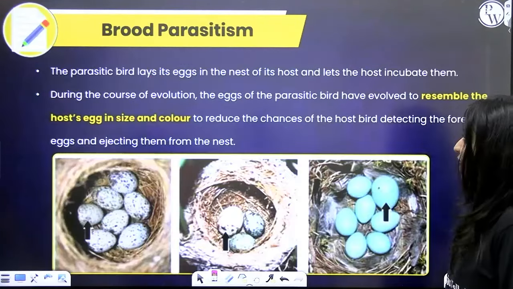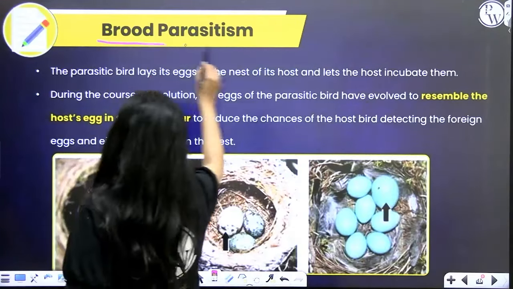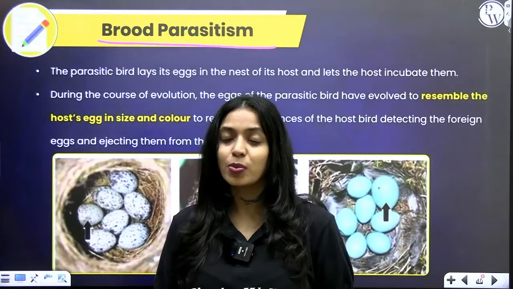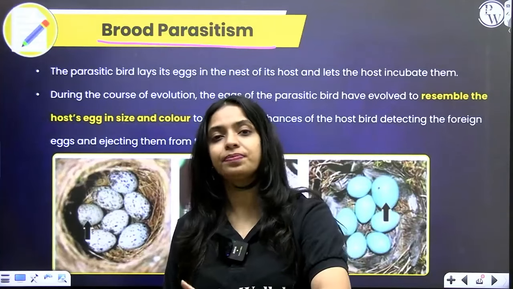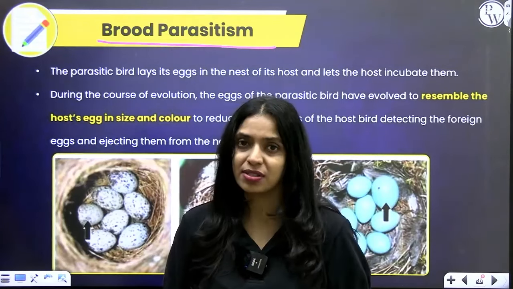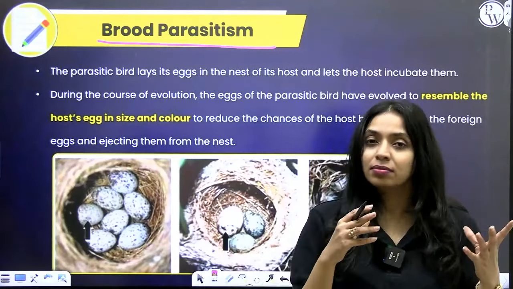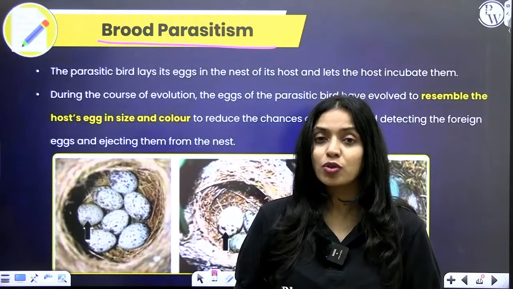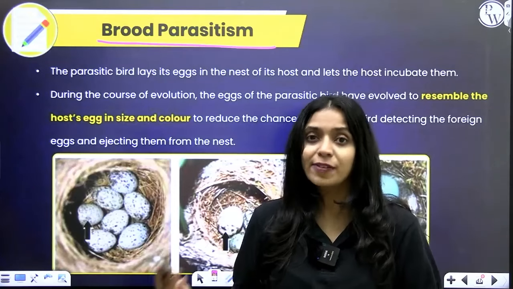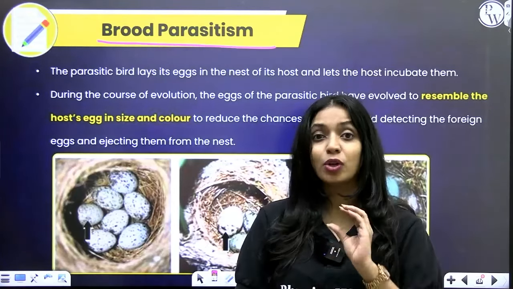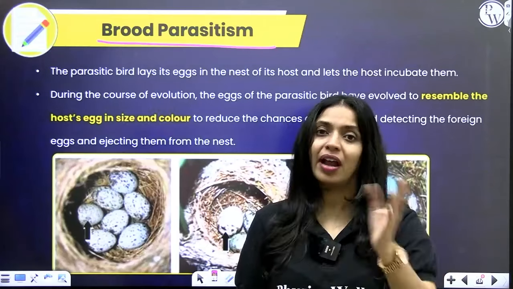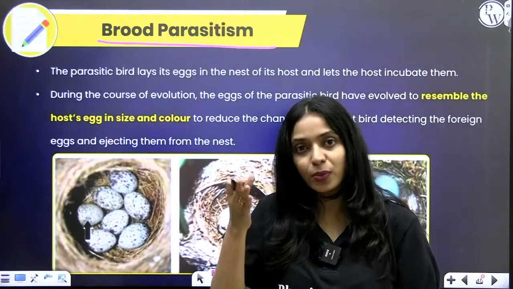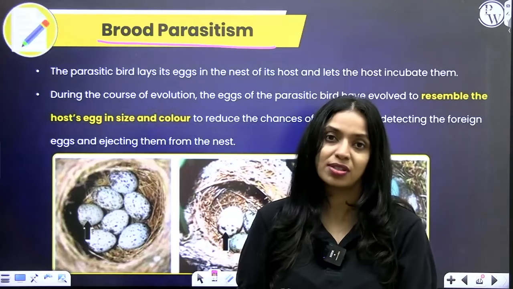Okay, there's a very interesting type of parasitism called brood parasitism. You may have heard about it. How cuckoo birds will lay their eggs in the nest of crows, right? So the incubation part will be taken care of by the crow. Over the course of evolution, they've evolved so much that the eggs that they lay will look similar in size and texture and color to the crow's egg, so that the crow can't even differentiate which is her own eggs and which is the cuckoo's eggs.